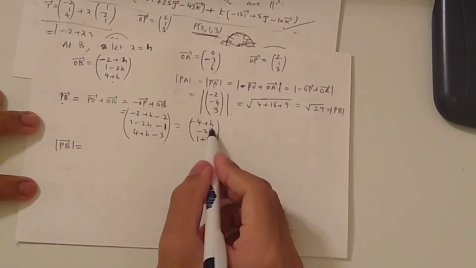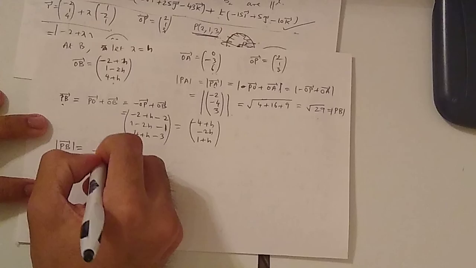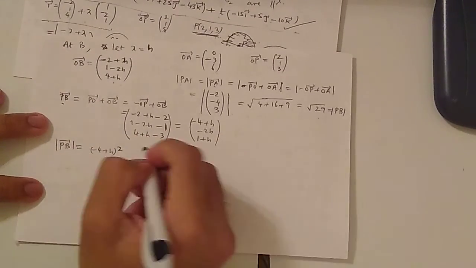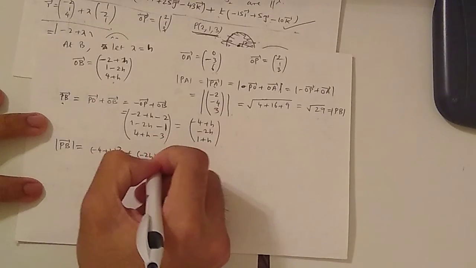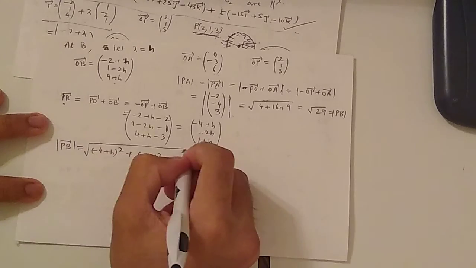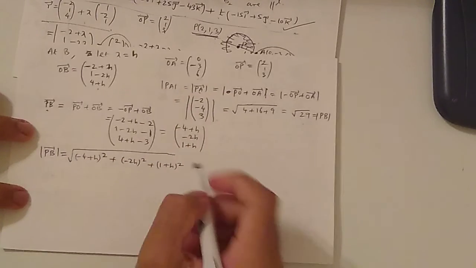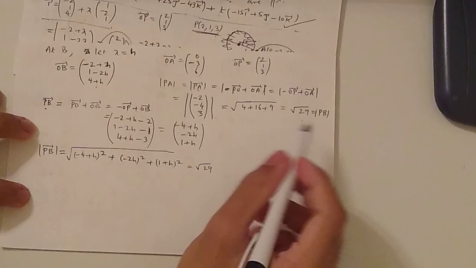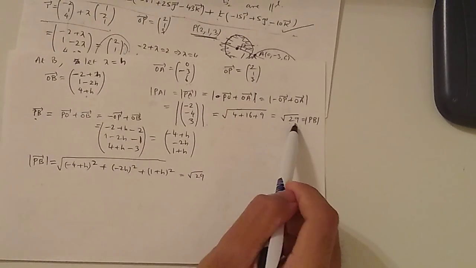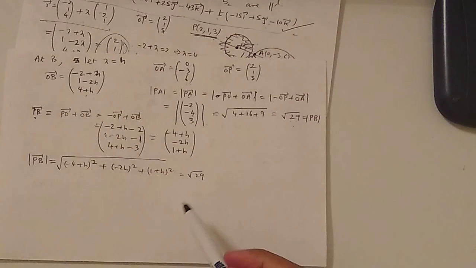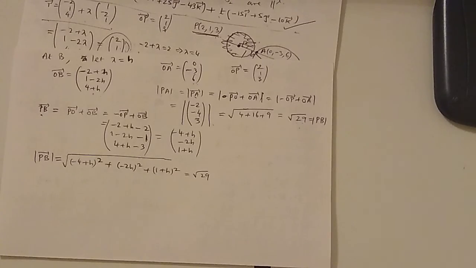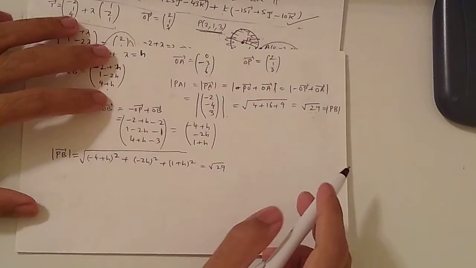That is going to be equal to the root of minus 4 plus H the whole square, plus minus 2H the whole square, plus 1 plus H the whole square, and that is equal to root of 29. We got this from solving for PA, where we found that it was 29. Therefore PB modulus is also going to be equal to root of 29. Now the rest is simply solving for H. So let's solve for H.